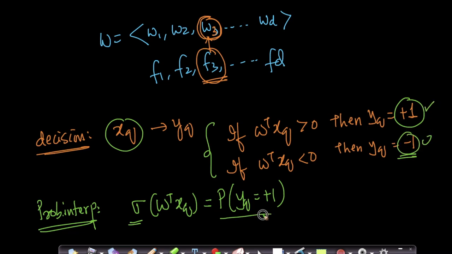If you want to get a probability value of what is the probability that yq equals +1, instead of just taking this value, you apply this sigmoid function that gives you a probability value, because the sigmoid function gives you values between 0 and 1, right? We saw this probabilistic interpretation earlier.